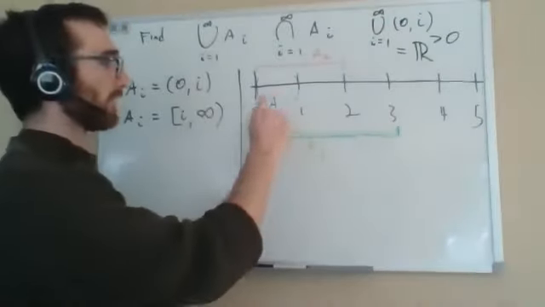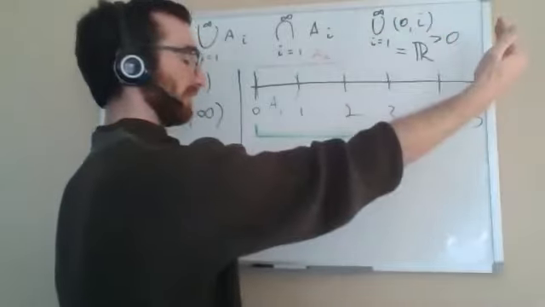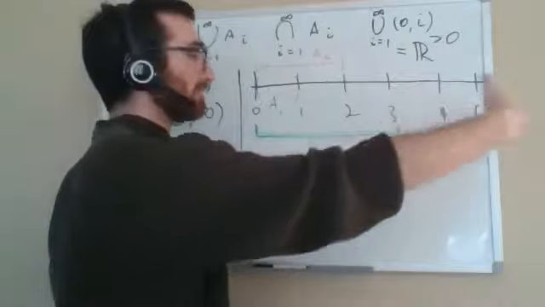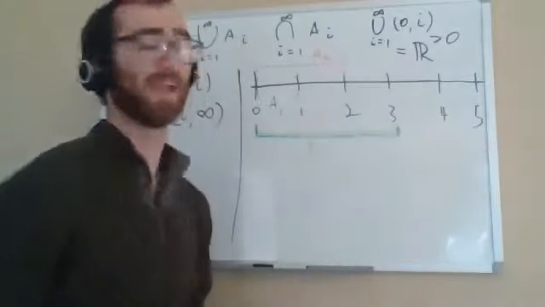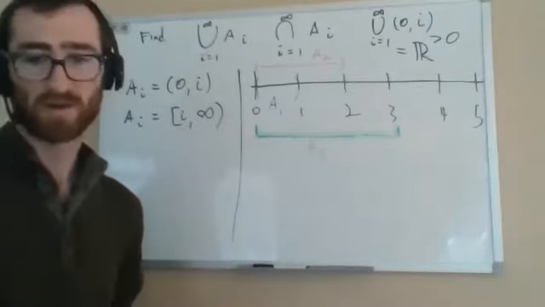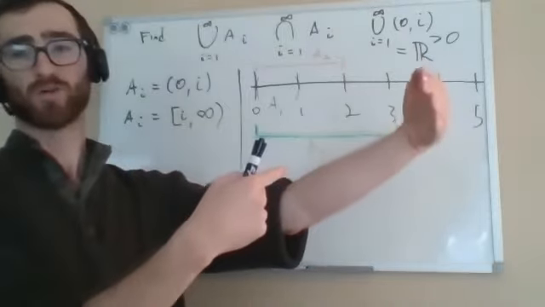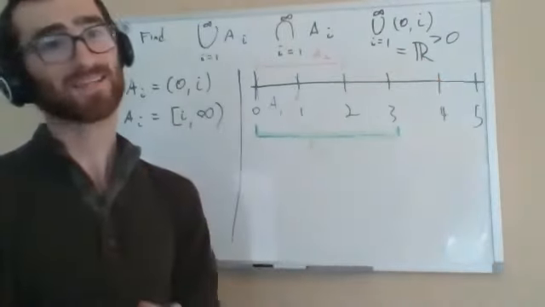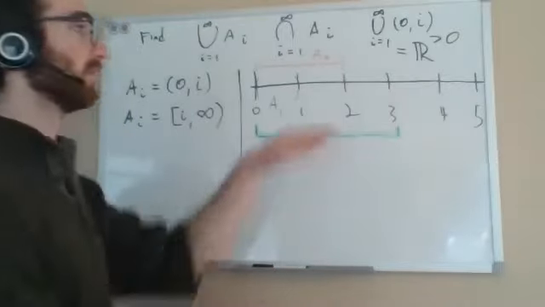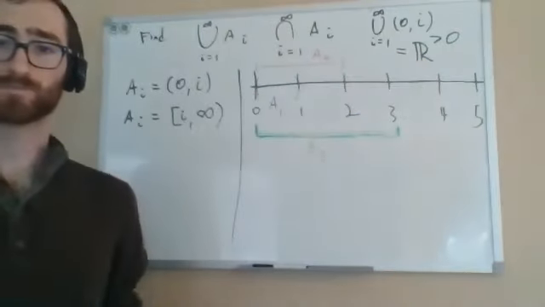Every single number that is bigger than 0 lies somewhere on this number line to the right of 0, and it lies less than some integer, so it'll eventually be inside one of these sets A_i. Like, think about 101.5. That's going to be inside A_102, and inside A_103, and inside A_100,000. So the union of all these sets is R greater than 0.